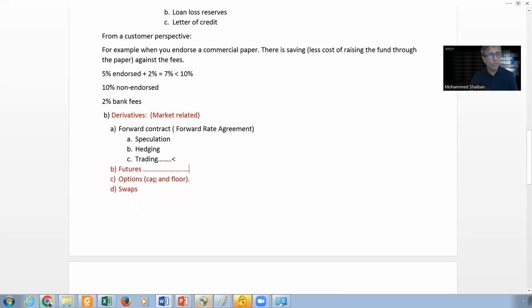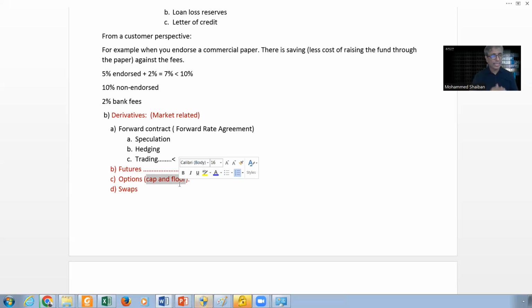Now the options, we talk about the caps and the floor. Please, there is one slide on this, in the slides, not in the tutorial. We didn't discuss it in the tutorial. We discussed it in the slides. In the options, when we want to protect ourselves from the changes in the interest rate as a borrower or a lender, we have something called cap and floor.